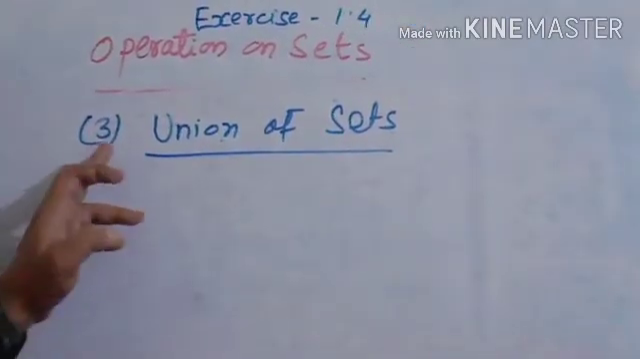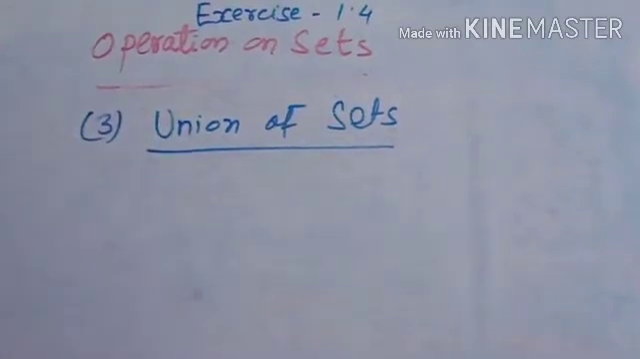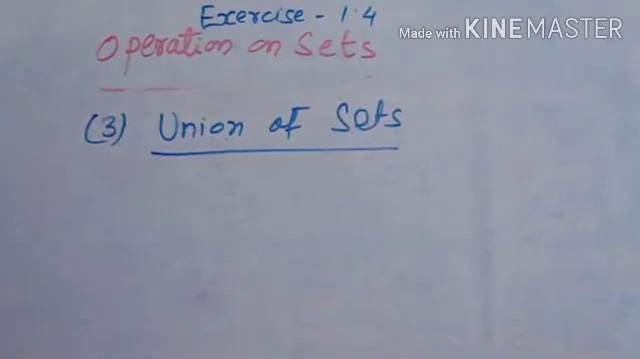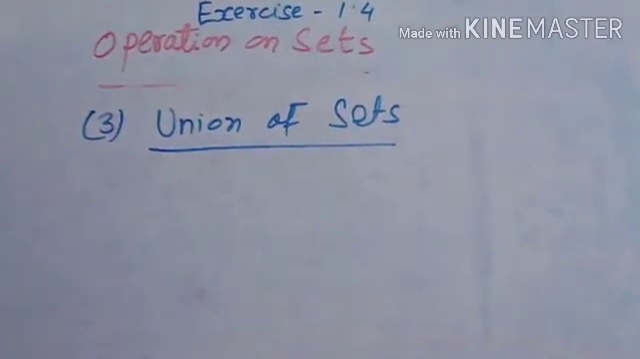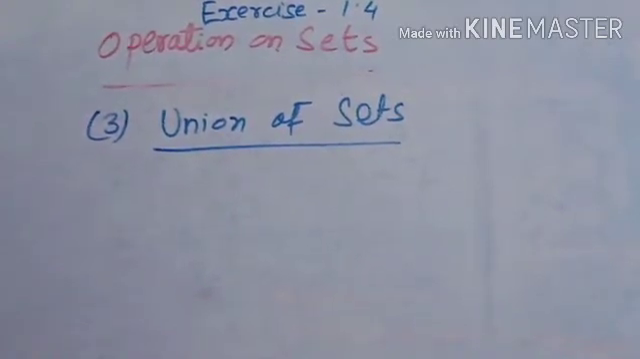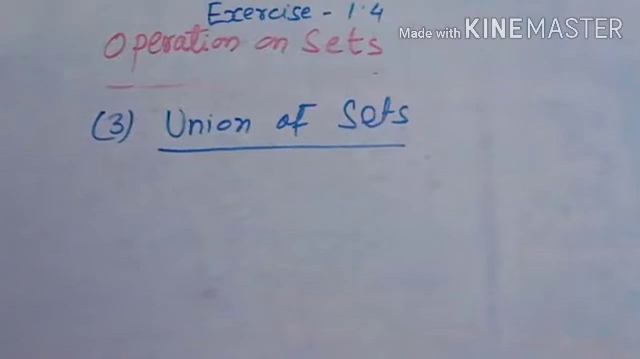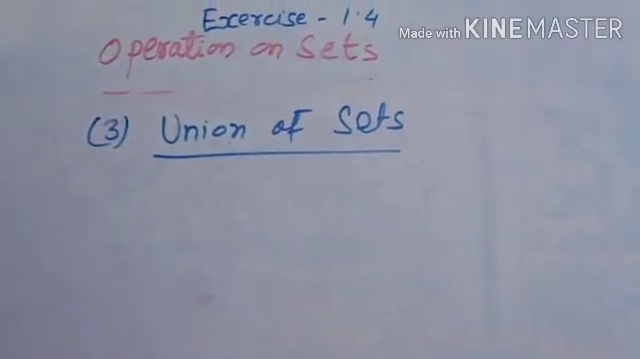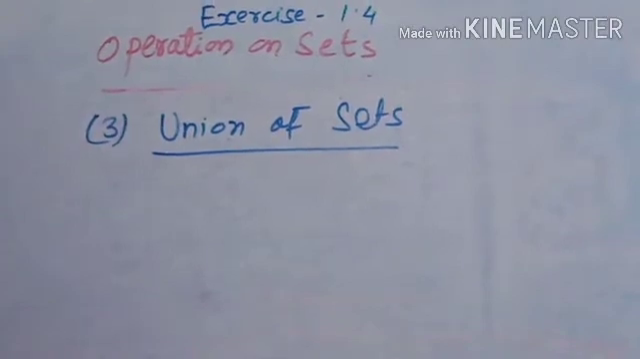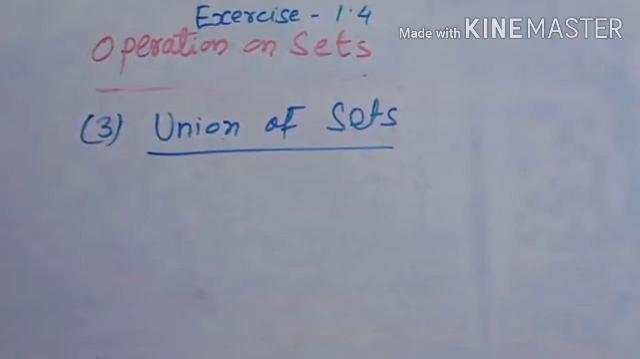The third topic is union of sets. What is union of sets? The collection of all elements which are in set A and B is called the union of the sets. वो sets जिसमें A और B दोनों के elements combine किए जाते हैं उसको हम union of sets बोलते हैं.